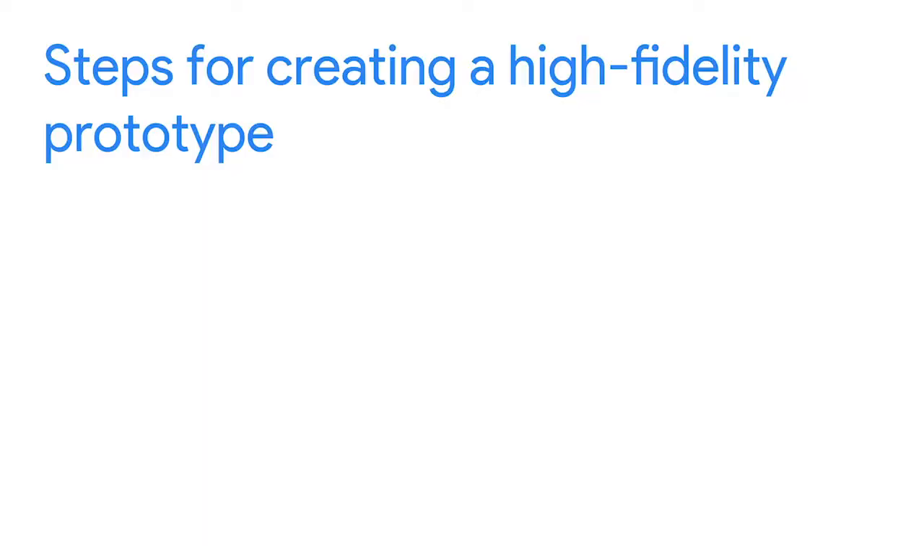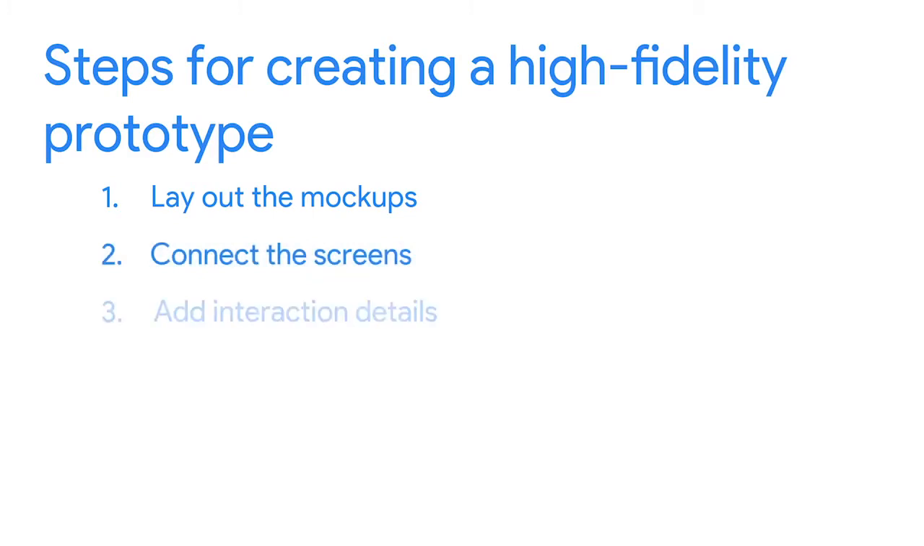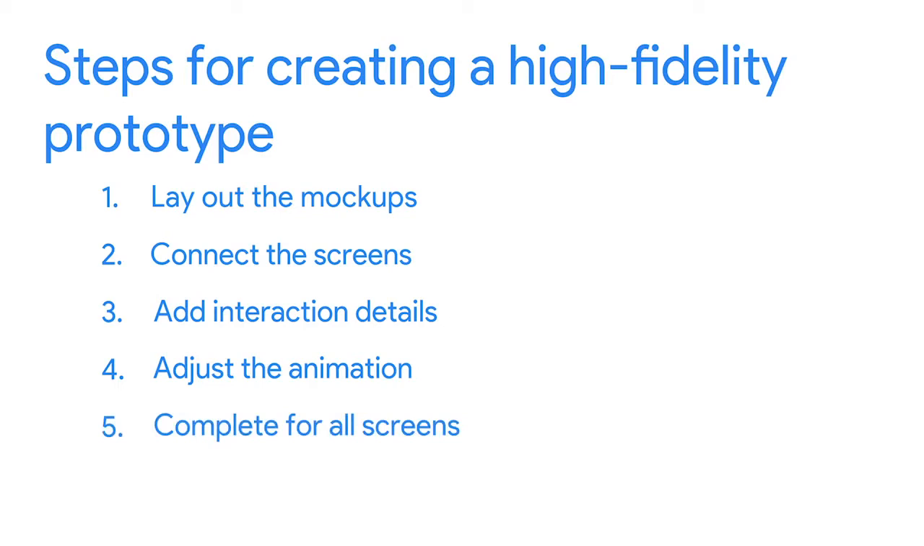Hello. It's time to learn how to create prototypes of our responsive website designs in Adobe XD. In particular, I'll focus on how to go from mockups to high-fidelity prototypes for the desktop version of the library website. In an earlier course, you learned that you could create a high-fidelity prototype following 5 steps. Lay out the mockups, connect the screens, add interaction details, adjust the animation, then complete for all the screens.